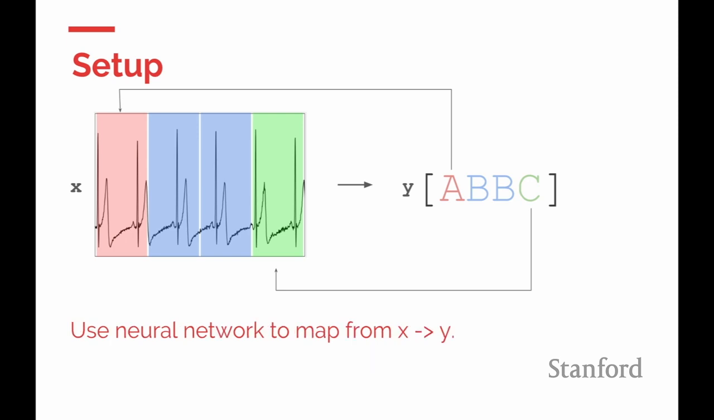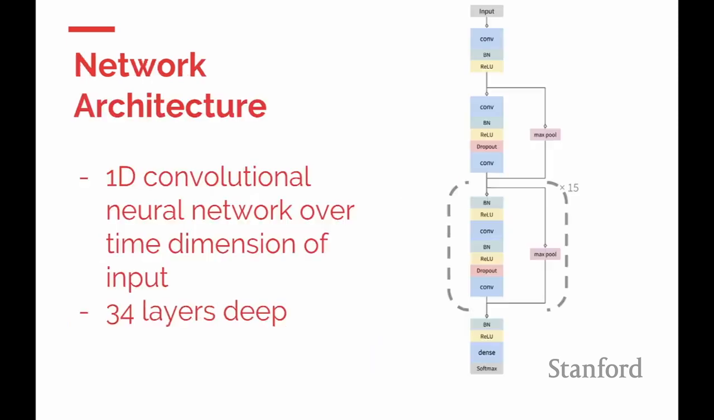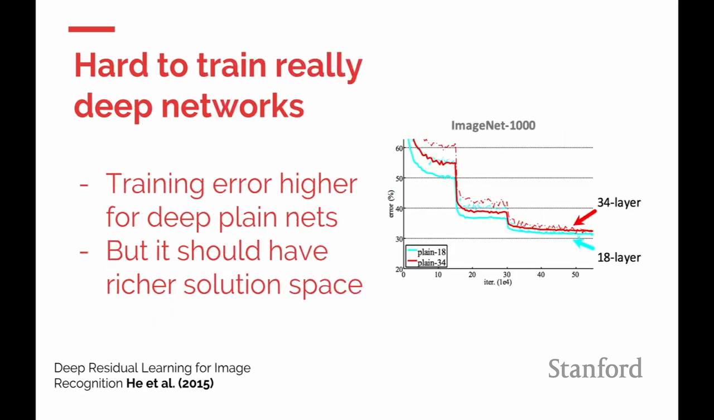And then we're going to use a deep neural network. So we built a 1D convolutional neural network, which runs over the time dimension of the input, because remember, we're getting one scalar over time. And then this architecture is 34 layers deep. So I thought I'd talk a little bit about the architecture. Have you seen ResNets before?